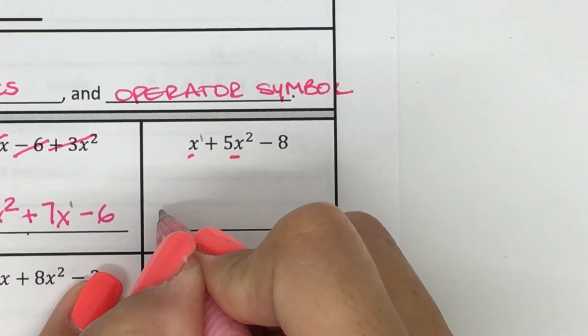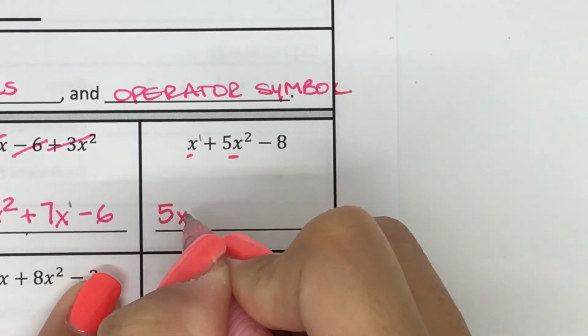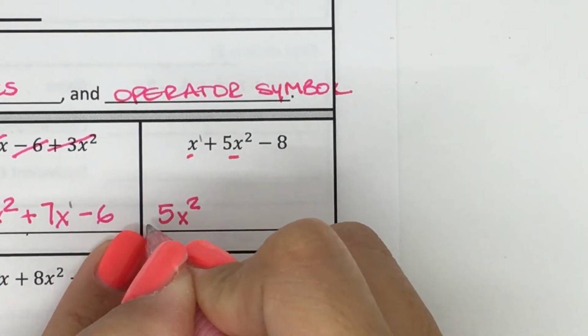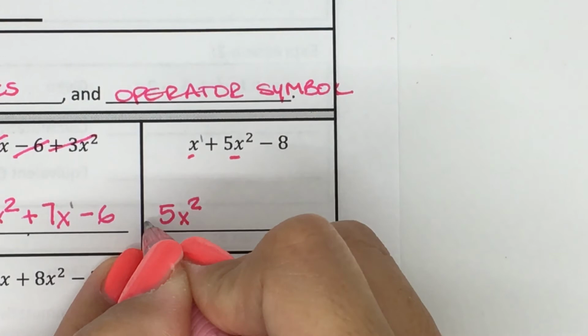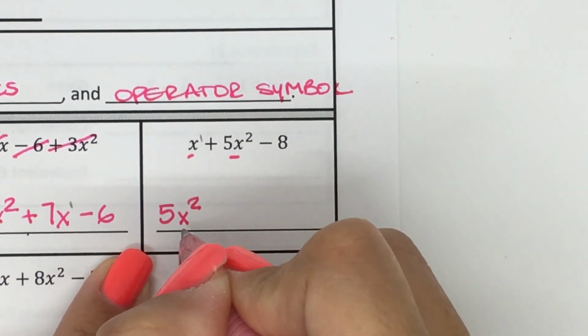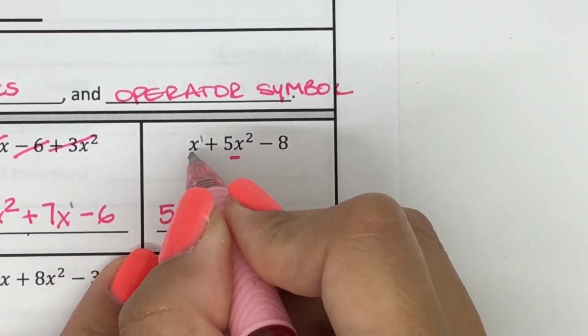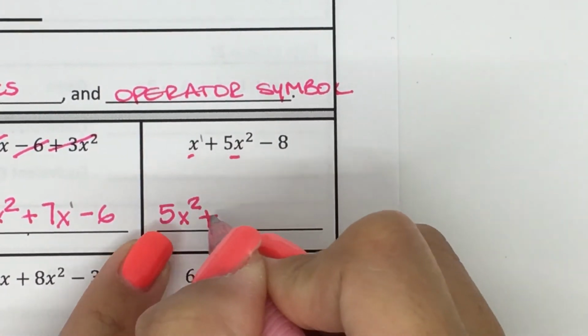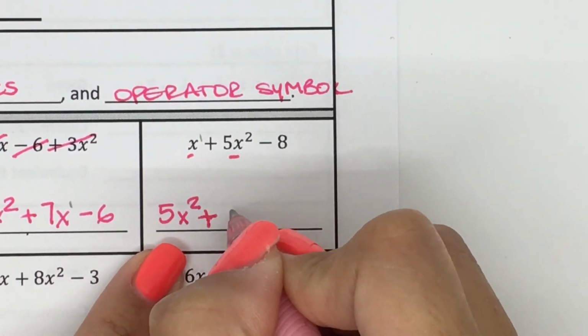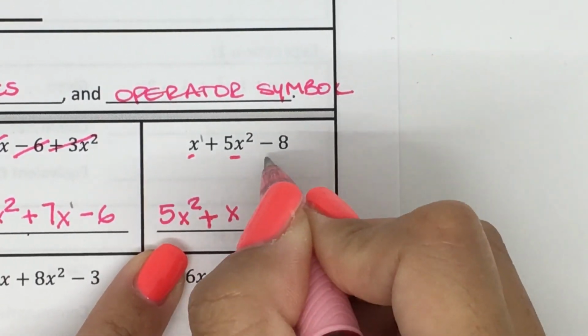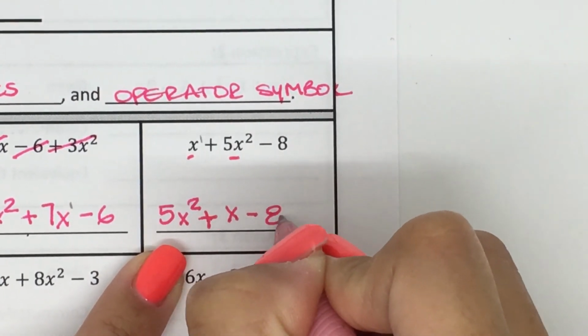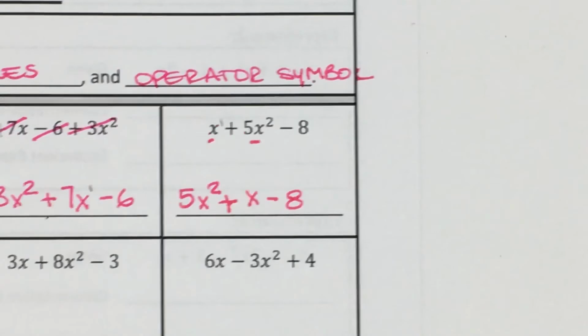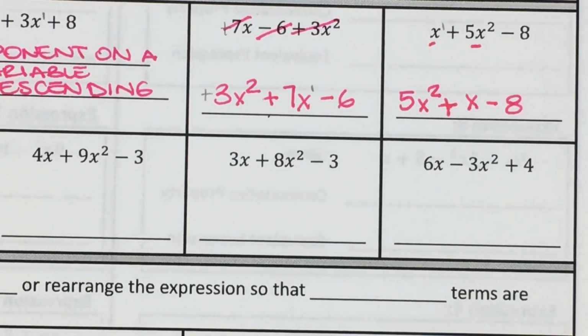So 5x squared. Remember, we don't put the plus here because it's in the front. However, when we bring this x, we do put the plus in front of it because it's between other terms. And then we bring down the 8. Now you guys give it a try and let me know if you can do it.